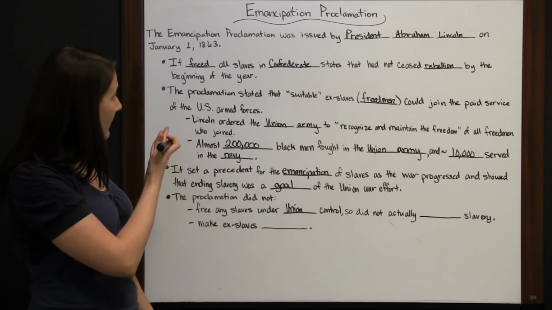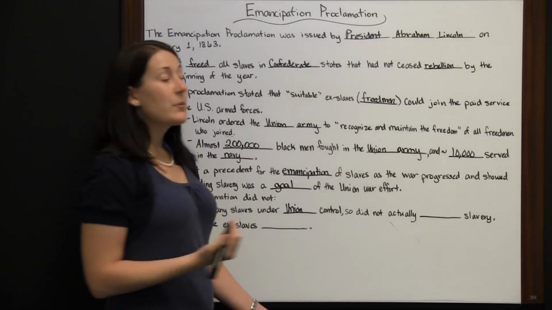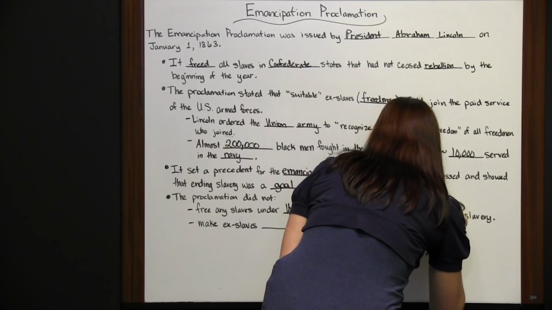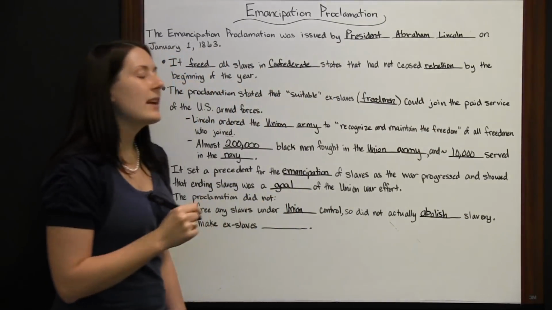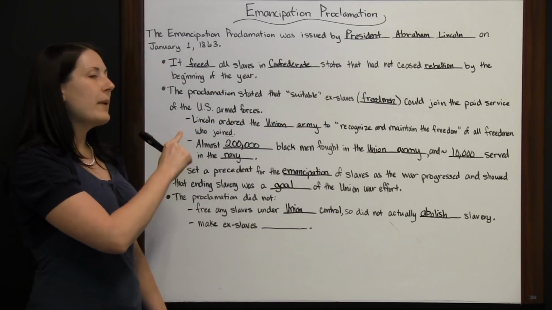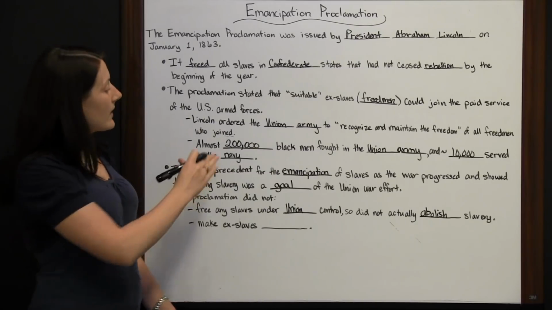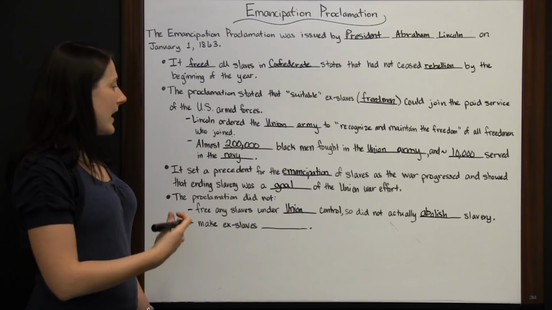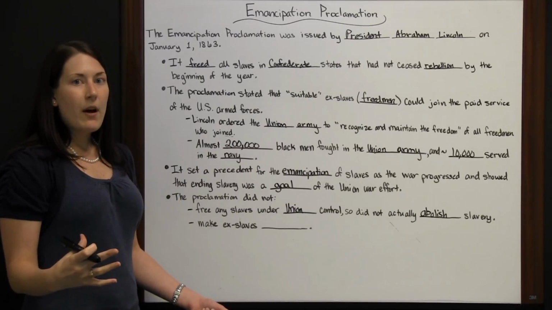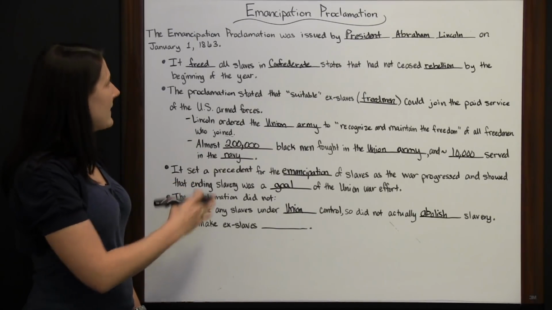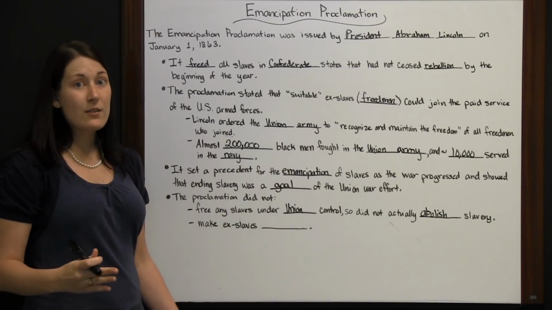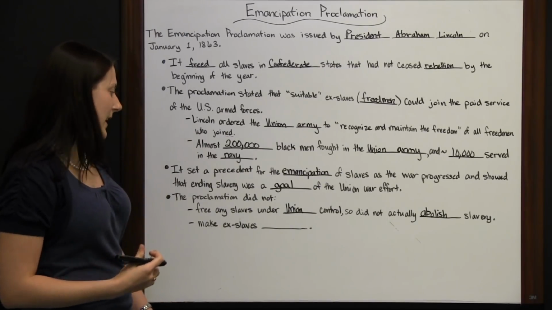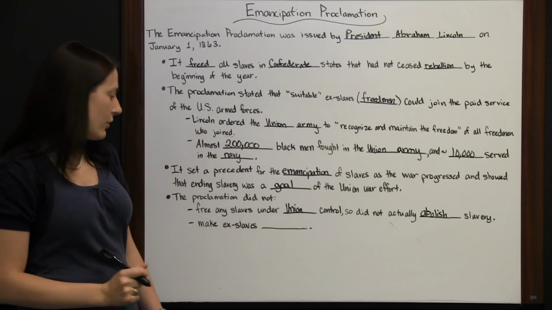And so the Emancipation Proclamation did not actually abolish slavery. It didn't get rid of slavery altogether. It only got rid of slavery in the Confederate states that were rebelling against the Union. There was that goal of emancipating slaves as they moved south and, in the end, abolishing slavery, but the Emancipation Proclamation did not do that. It only abolished slavery and freed the slaves in the Confederate states that were not under Union control.